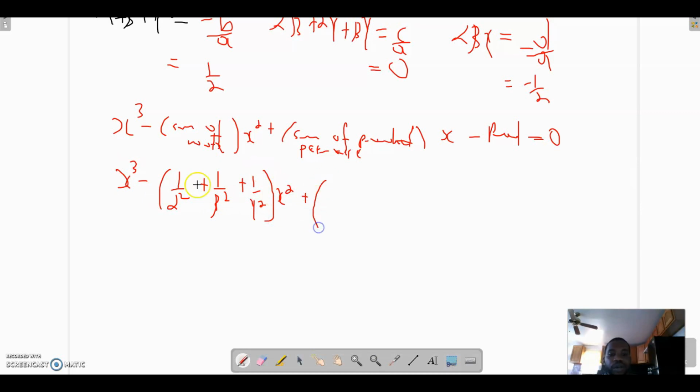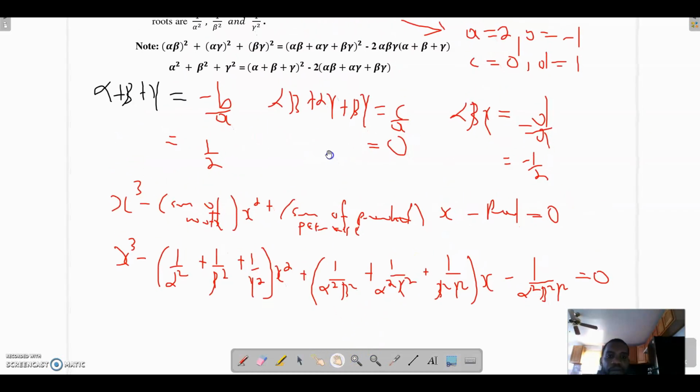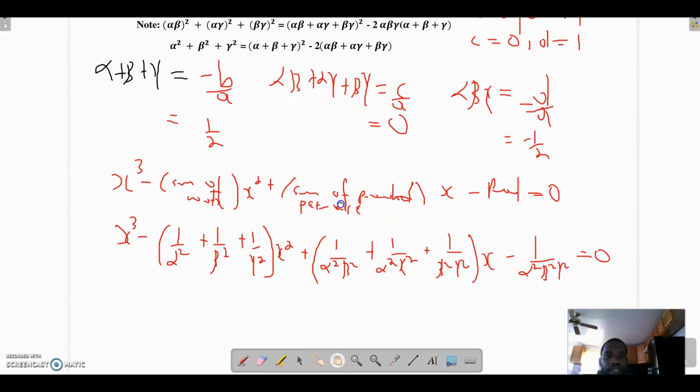Now the sum of the product pairwise just means that we take them 2 by 2 and multiply them. So we're going to have 1 over alpha squared beta squared plus 1 over alpha squared gamma squared plus 1 over beta squared gamma squared, times x, minus the product, which is 1 over alpha squared beta squared gamma squared, equal to 0. Notice that you were given some very important pieces of information up here. This is what you're going to be using to work this out. You have all the information you need right here. So let's get right into it.